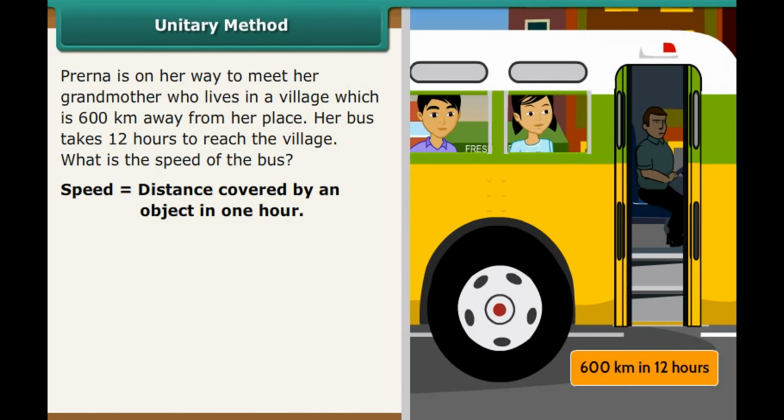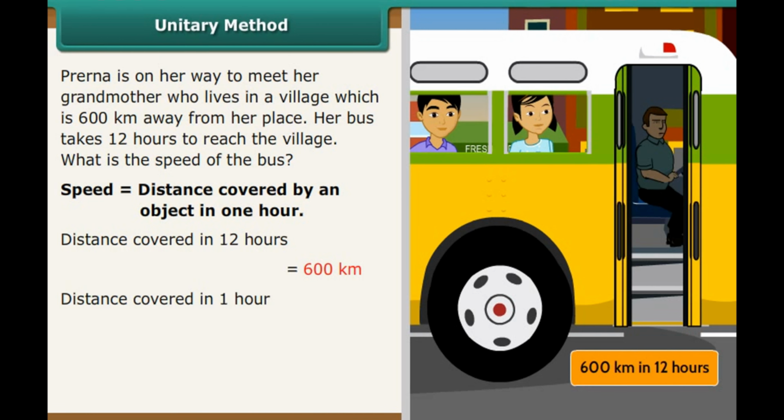Speed is distance covered by an object in 1 hour. Distance covered in 12 hours is equal to 600 km. Distance covered in 1 hour is equal to 600 divided by 12, which is equal to 50. Therefore, the speed of the bus is 50 km per hour.